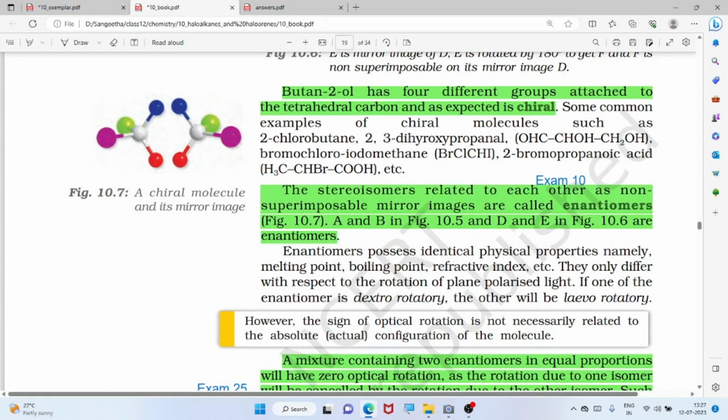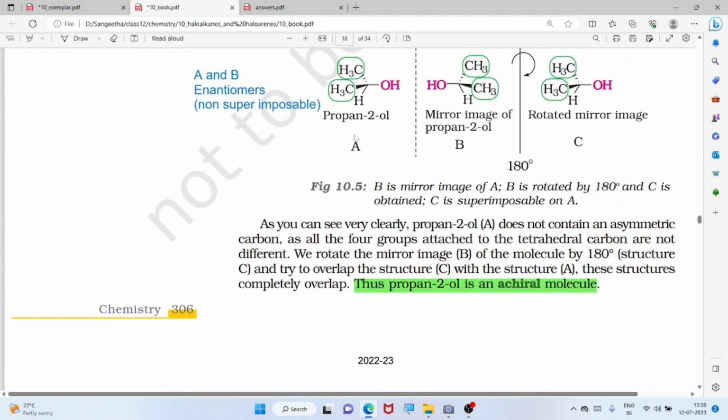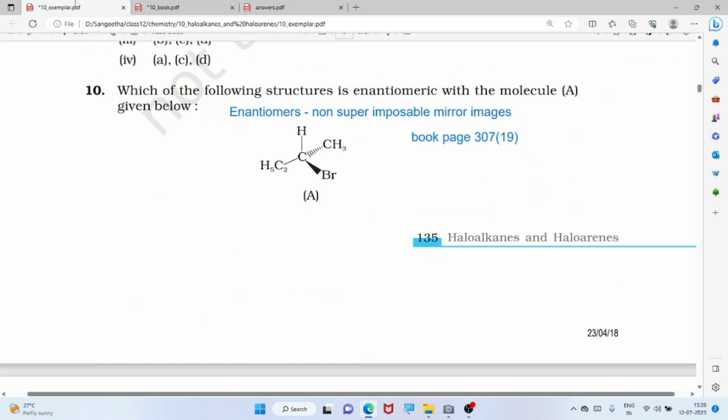Stereoisomers related to each other as non-superimposable mirror images are called enantiomers. Here you see these two are enantiomers. They are chiral. Enantiomers can be chiral or achiral. So when two mirror images are not superimposable, then they are enantiomers.